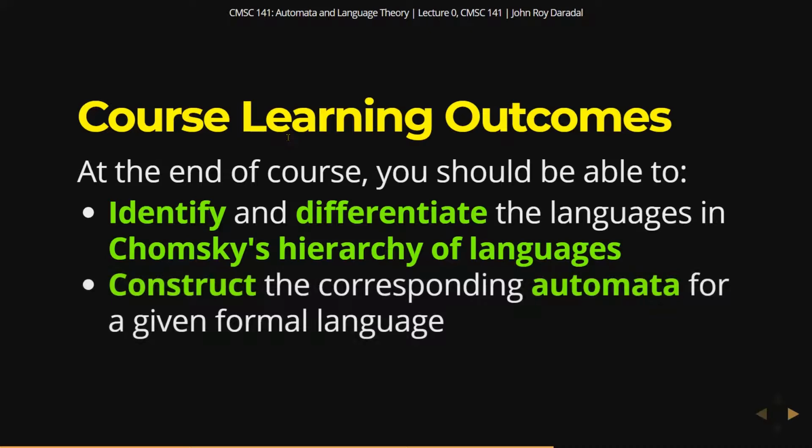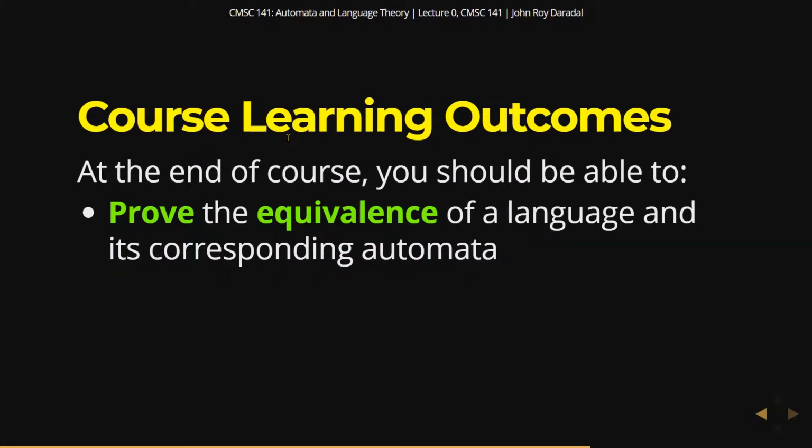Okay. The next one is to construct the corresponding automata for a given formal language. So if you have a language, we should be able to construct the automata that accepts this language. So we'll also be learning how to do this throughout the course. And then we'll prove the equivalence of the language and its corresponding automata.